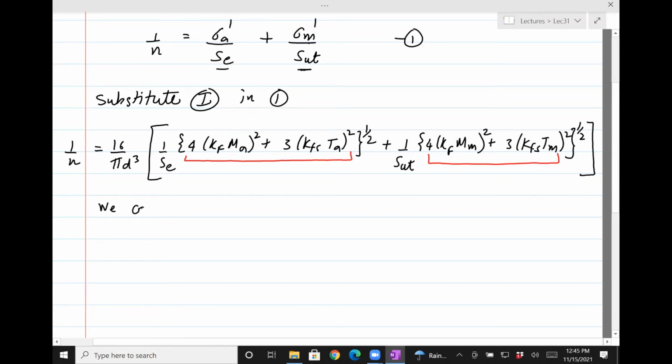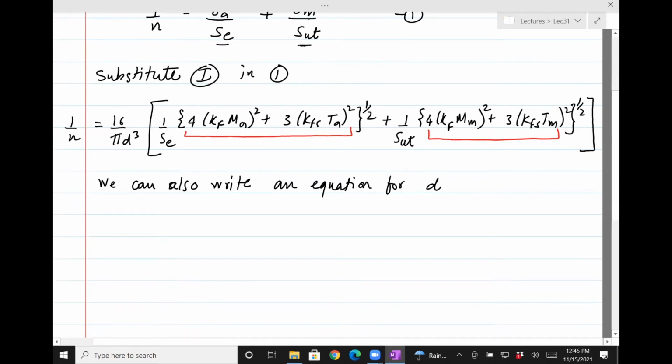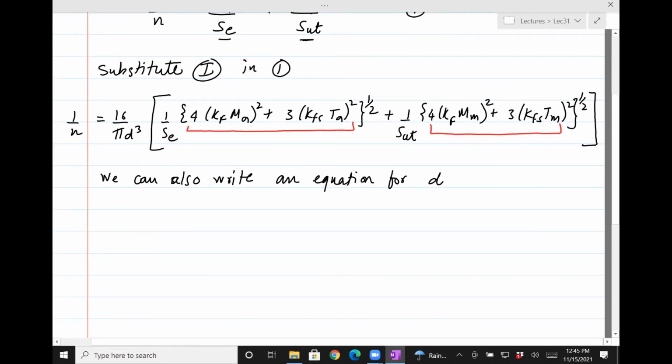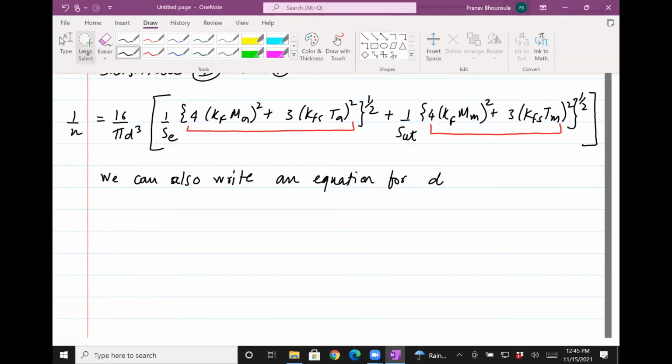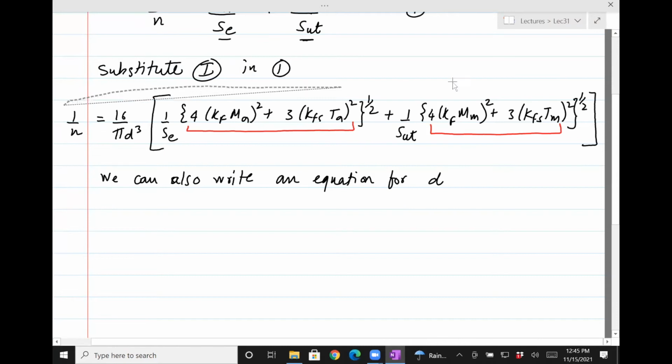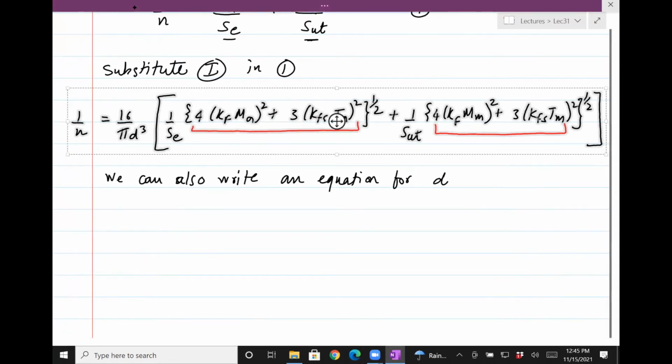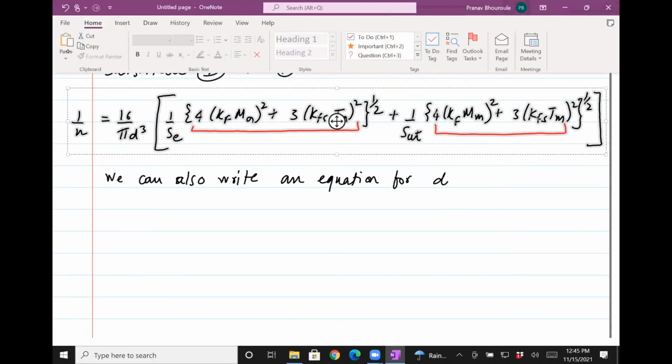We can also write an equation for d, which is the diameter. And so that expression is, well, it's easier for me to copy and paste this. So it's the same thing, but I just need to move the d around. Copy.